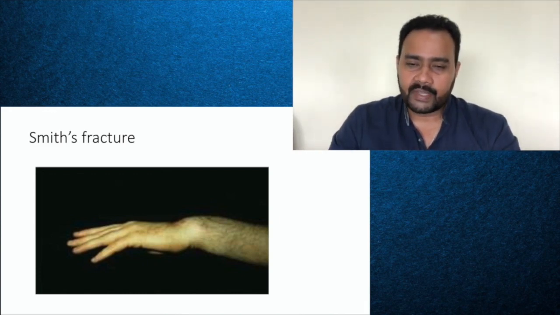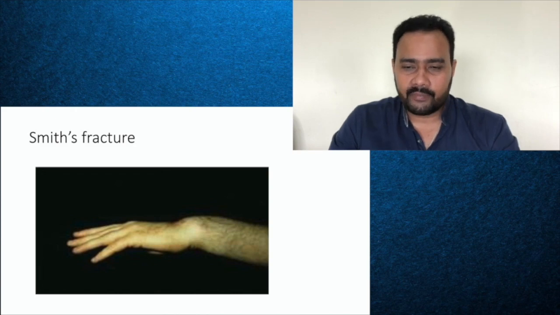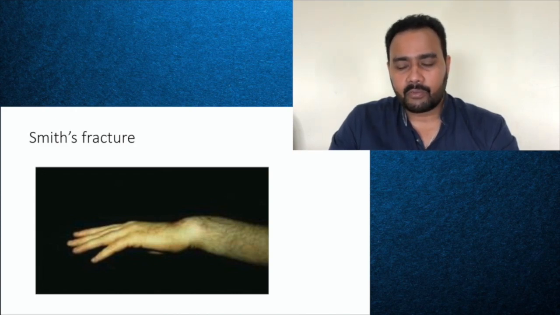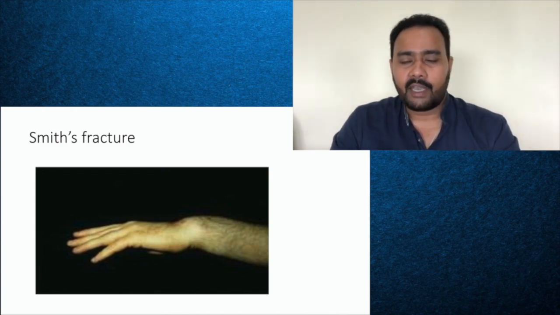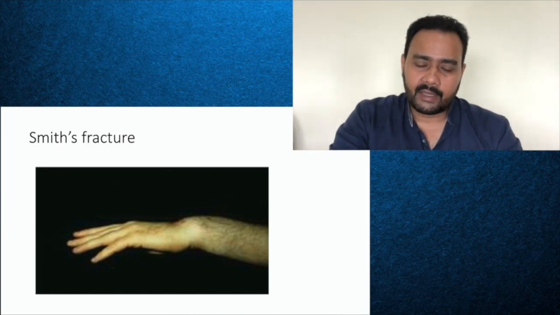So that is the difference between Colles fracture and the Smith fracture. In Colles fracture, the distal segment moves dorsally. In Smith fracture, the distal segment moves ventrally. That is why in Colles fracture you get a dinner fork deformity, and Smith fracture is opposite to that. So those are the two types of fracture. It occurs in the distal radius.